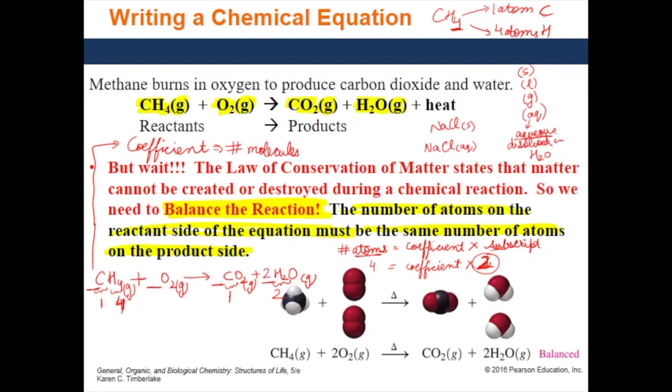Now what is the final number of my hydrogen atoms? I'll cancel this out and recount it. It would be coefficient times subscript. So 2 times 2, which is 4. So the number of hydrogen atoms is balanced.